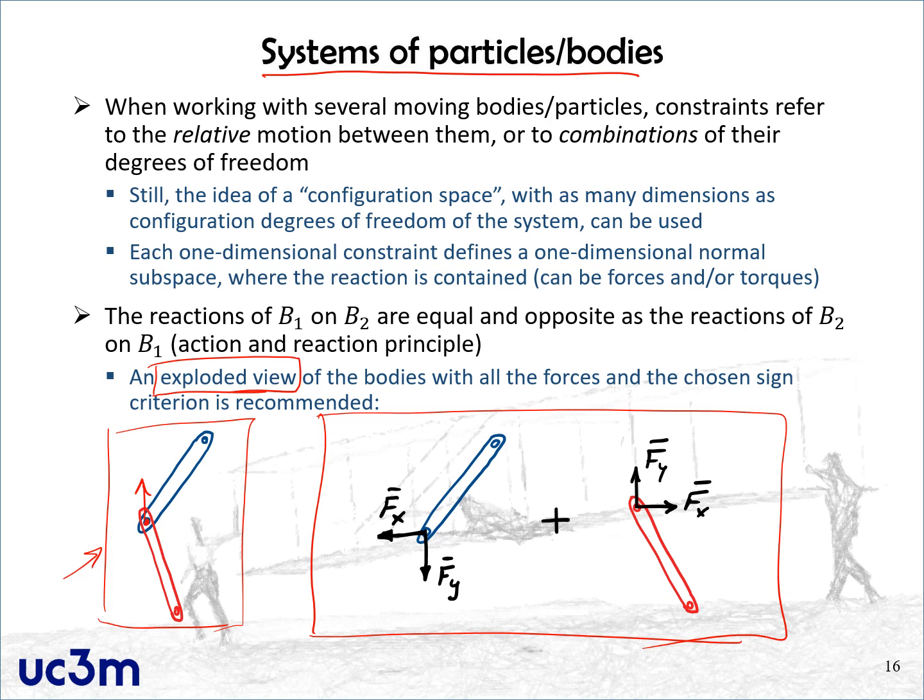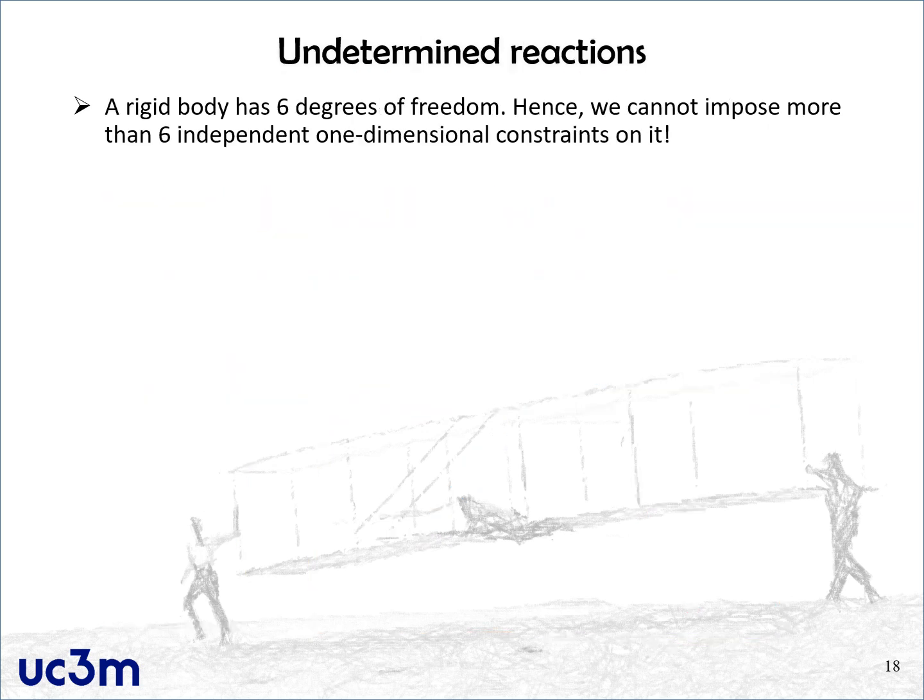So here, this is the point of contact between the two bodies. You see that I have drawn the same reaction forces Fx and Fy on both of them, but with opposite directions, to reflect the fact that they are action and reaction. Okay, and this is what defines my sign criterion when I write down the equations of motion of each rigid body.